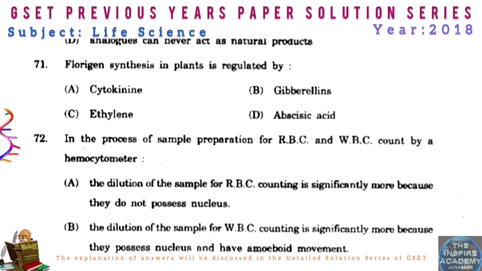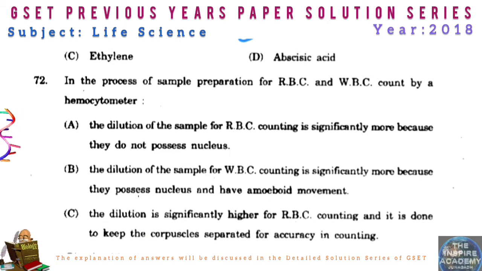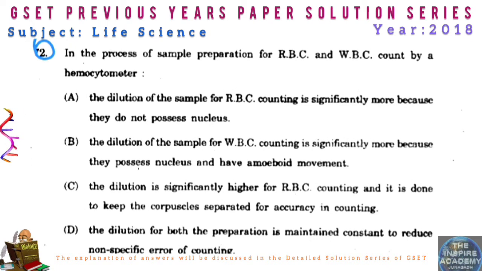Question number 71. Florigen synthesis in plants is regulated by gibberellins. Question number 72. In the process of sample preparation for RBC and WBC count by a hemocytometer, option C, the dilution is significantly higher for RBC counting and it is done to keep the corpuscles separated for accuracy in counting.